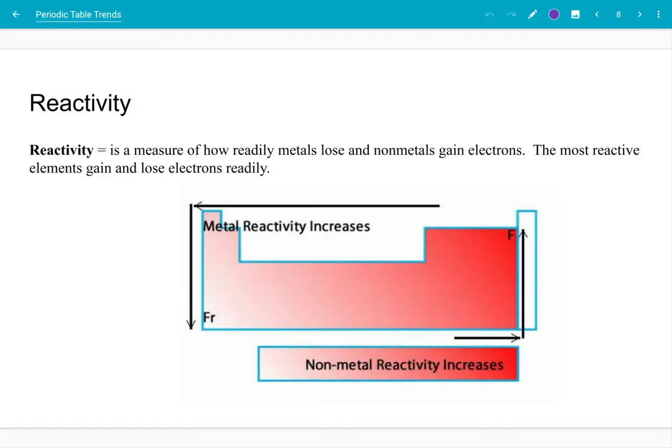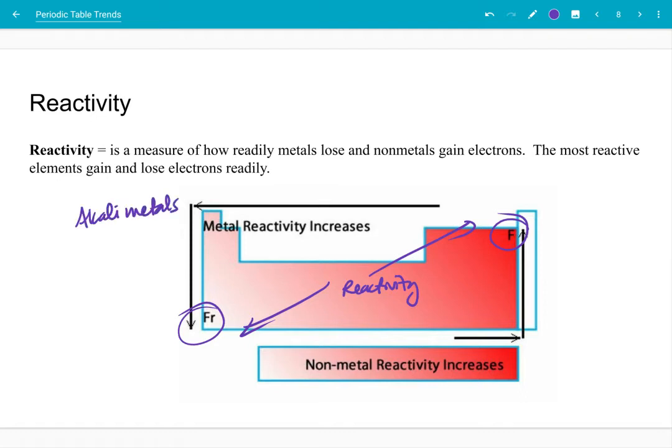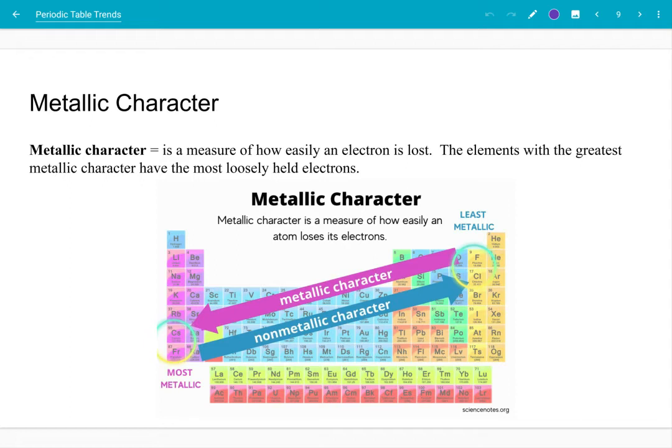Next trend is reactivity, and it has to do with how readily metals lose and nonmetals gain electrons. Usually I'm going to write reactivity this way. I think that's a little bit easier. Notice metals get more reactive towards francium, nonmetals become more reactive towards fluorine. I like to think of the alkali metals, how super reactive they are with water, and as we progressively went down the periodic table, they got more and more reactive.